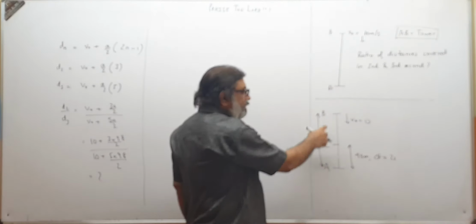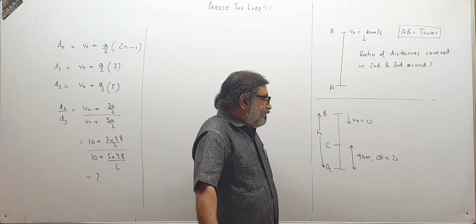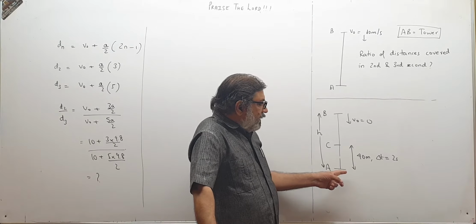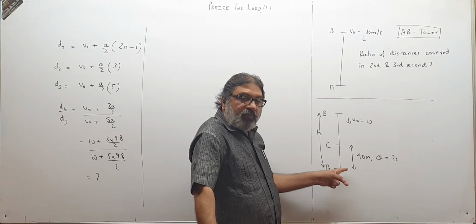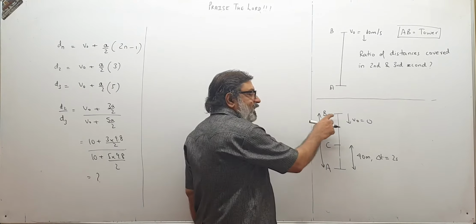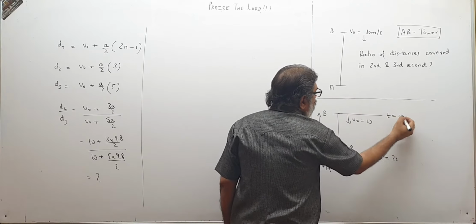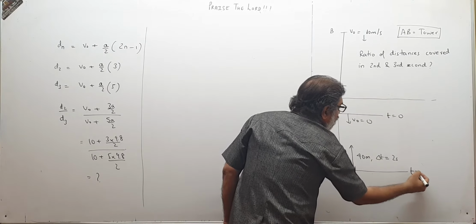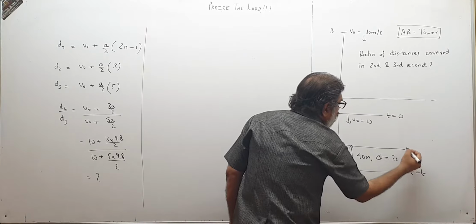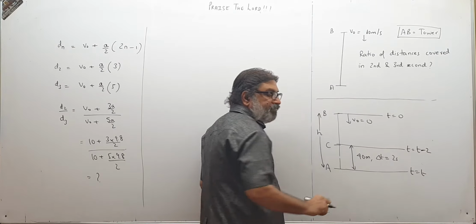Again AB is a tower. v0 equal to 0 means the body is dropped from the top of the tower. And it is shown that the last 40 meter is covered in time 2 seconds. So supposing the body takes time t to fall from here to here. So this is the time t equal to 0. This will be the time t equal to t. And therefore this will be the time t equal to t minus 2 because here 2 seconds are there.